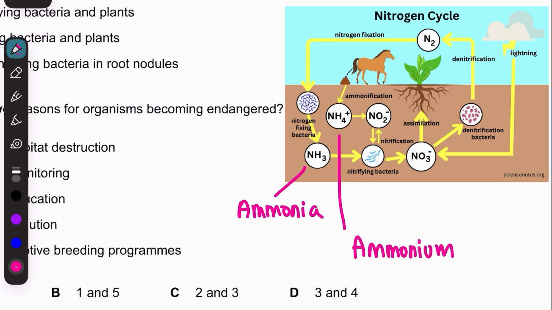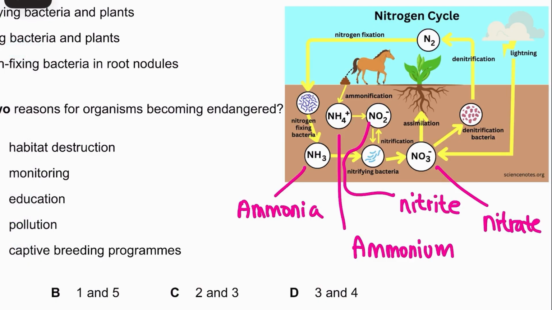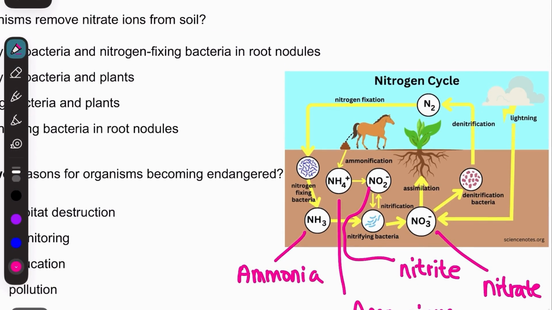Ammonium is an ion. Okay, it's got charge. Ammonia is a gas, and it definitely doesn't have charge. It's just NH3. And then NO2 minus, this one is nitrite. And then NO3 minus is nitrate. So just make sure we know the names of these polyatomic ions. Okay? And I'm sure you know this one up here is called what? Please don't tell me you don't know what this is.